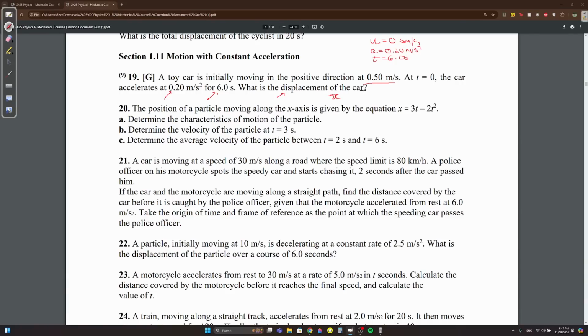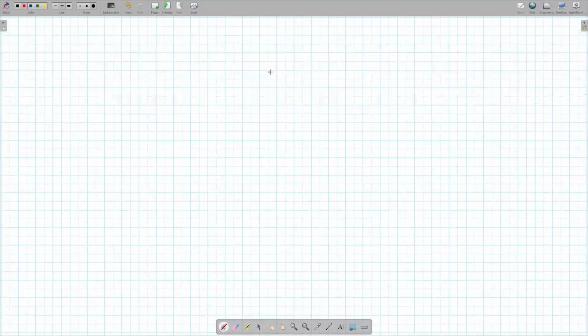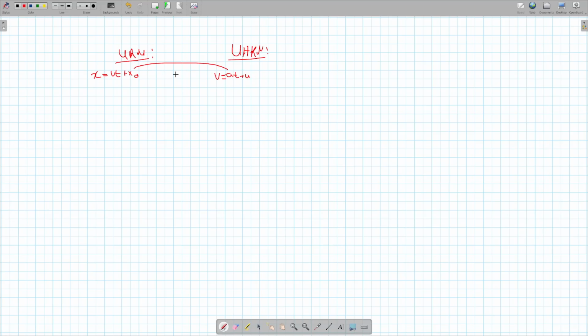What equation can I use to find x given a, u, and t? Okay, I'll write them fast. For URM, x equals vt plus x node. For UARM, v equals at plus u. These two are the most basic ones. Everybody should have them memorized.